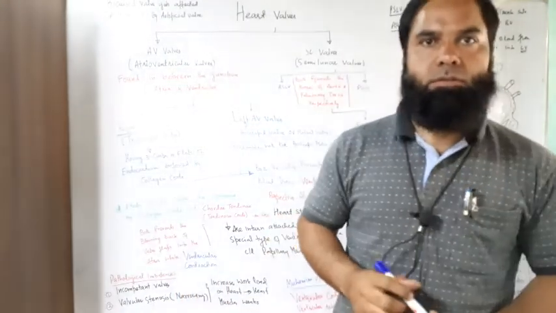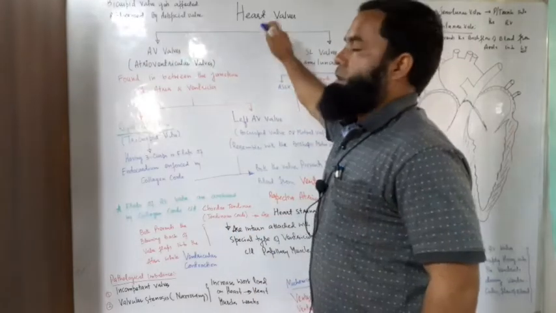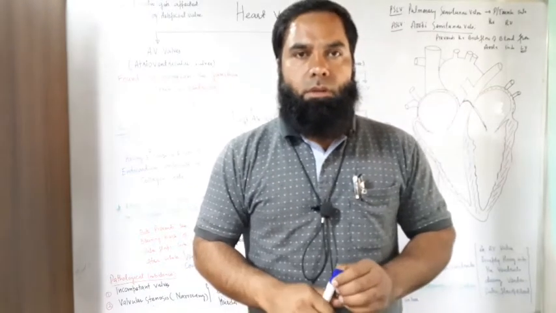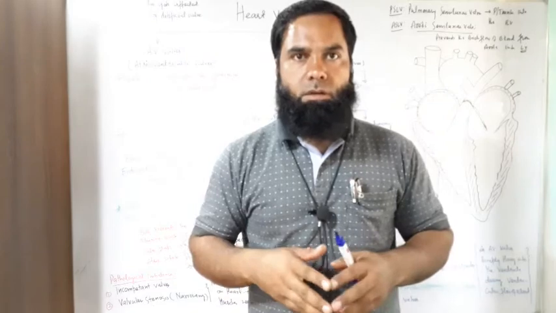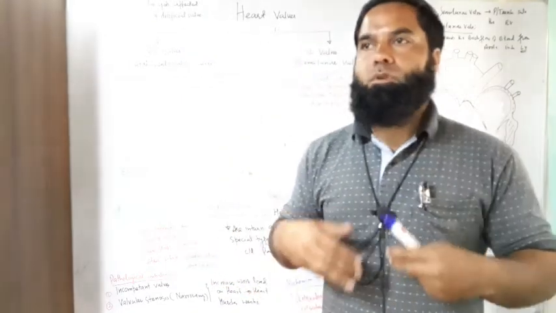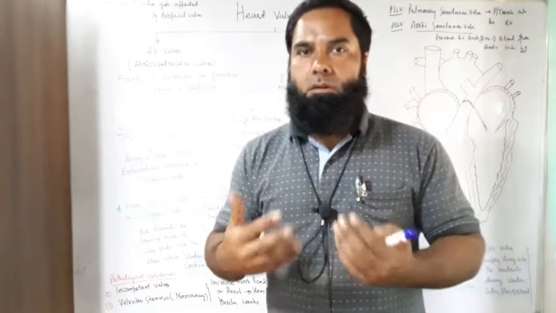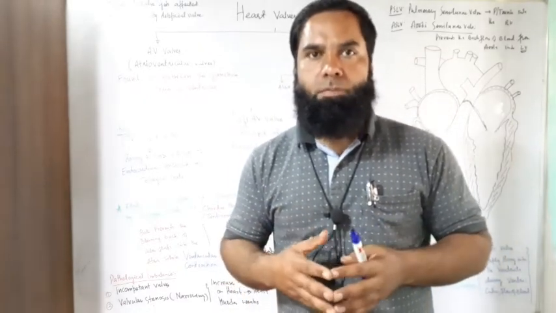Hello friends, in this video I am going to talk about the heart valves. As you already know, there is a unidirectional flow of blood in the heart. That is, the blood flows from the atria into the ventricles and from the ventricles into the great vessels in the form of the pulmonary trunk and main aorta.